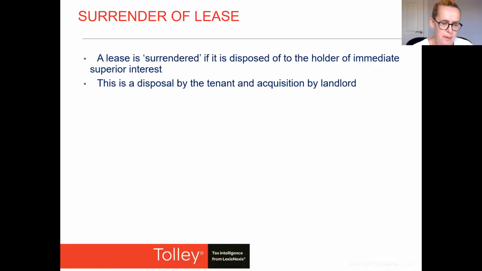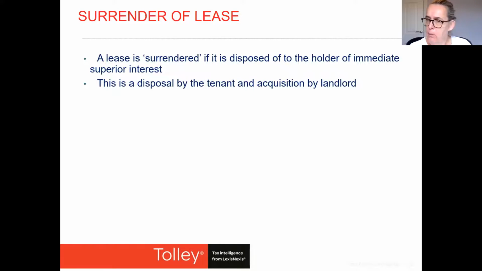So it is a disposal by the tenant and an acquisition by the landlord. Now, I should point out at this stage that the lease simply coming to an end is not a point at which there is any tax liability. So this is where you have a situation where either the landlord or the tenant makes a decision that they would actually quite like the lease to end.